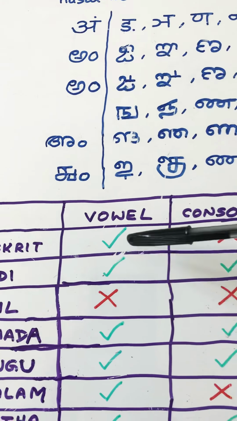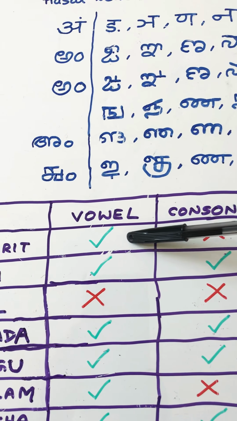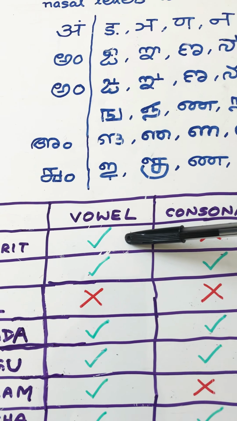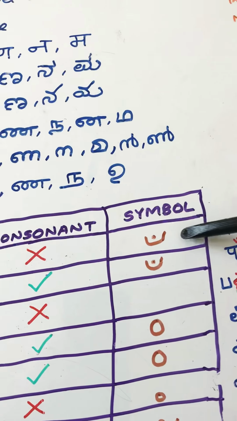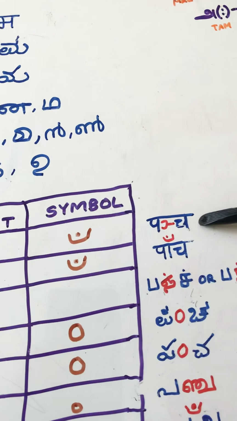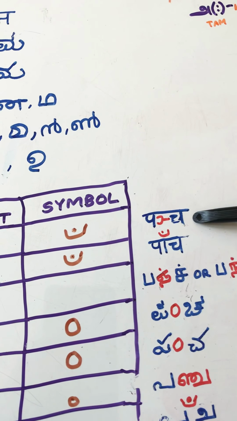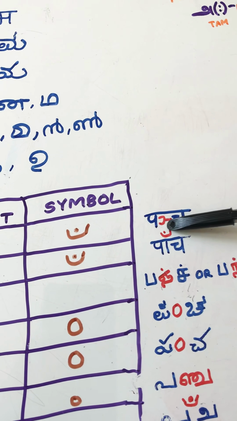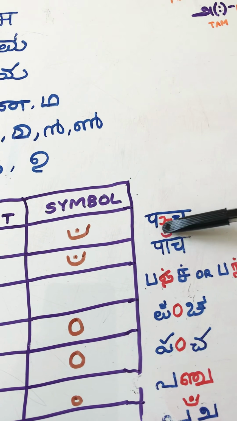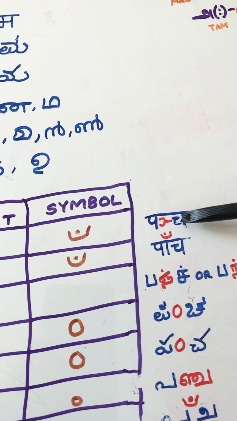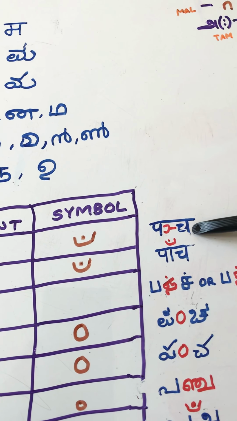So here, in Sanskrit, you can replace the vowel with a Chandra Bindu, but you cannot replace a consonant with a Chandra Bindu, which is this same symbol. So if you want to write Pancha in Samskrita, you cannot put the Chandra Bindu between Pa and Cha. You have to write Nya and write it like this.